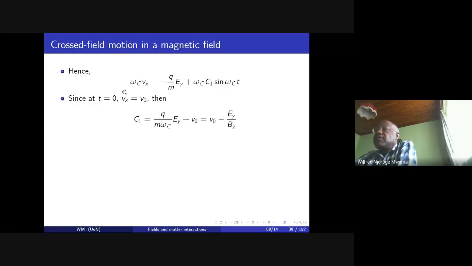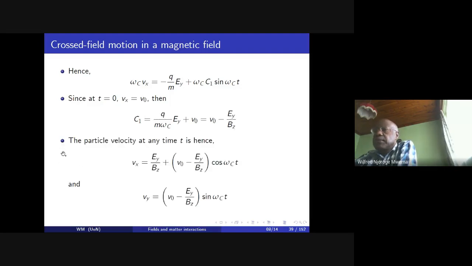At t equal to 0, of course, we know that Vx is equal to V0, and therefore we can get a value for C1, and we see that it's going to be given by V0 minus Ey divided by Bz. So the particle velocity at any time t will therefore be given by this equation, where we put the value there, and the Vy is going to be given by that equation. So we have two components. There is no z component because of how we defined the velocity of our particle initially.